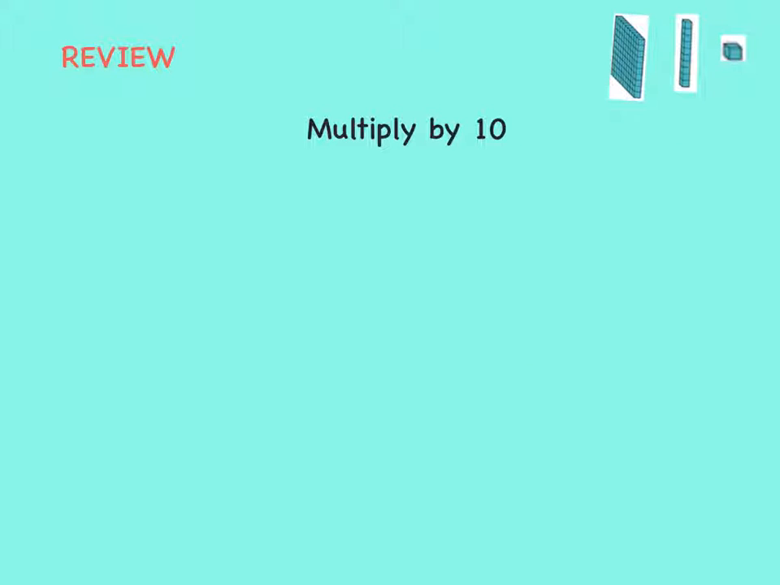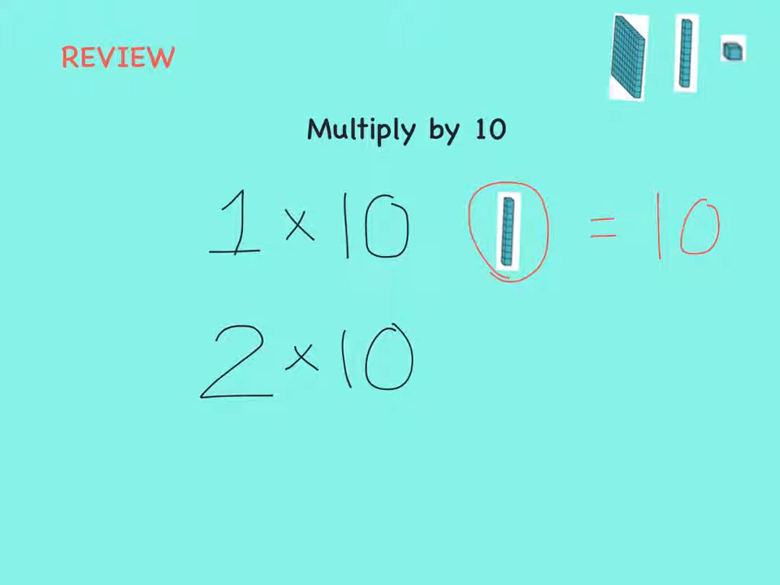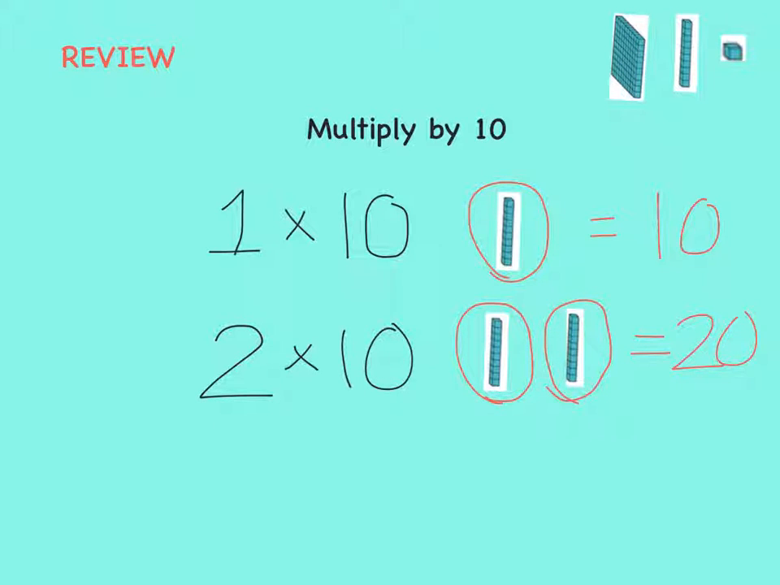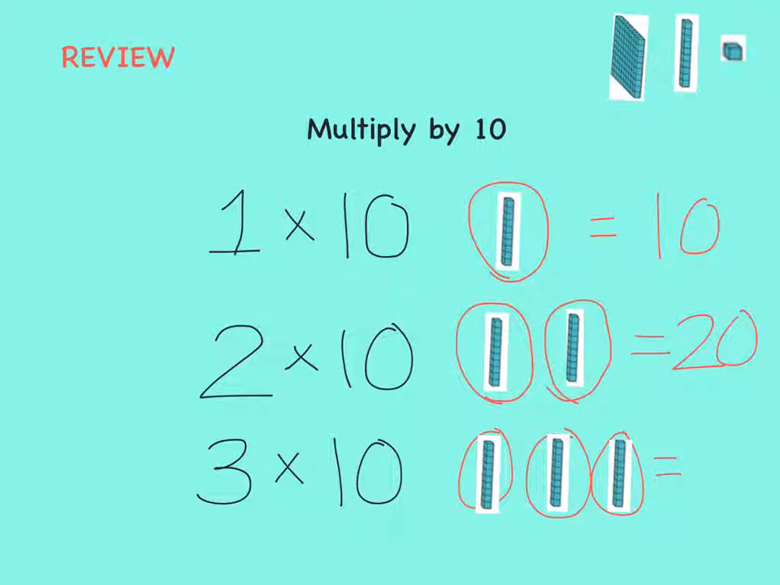We've also learned how to multiply numbers by 10. 1 times 10 equals one group of 10, which of course equals 10. 2 times 10 equals two groups of 10, and that equals 20. 3 times 10 is three groups of 10, which equals 30.